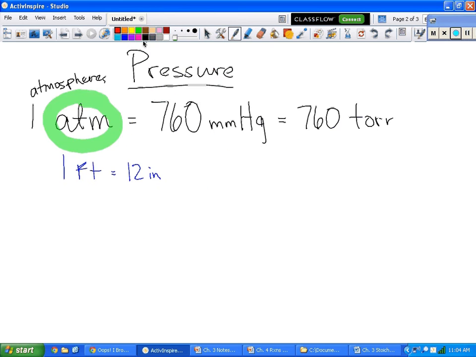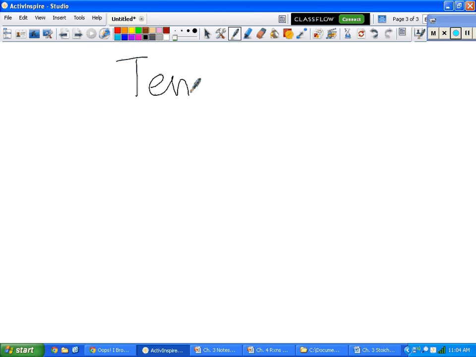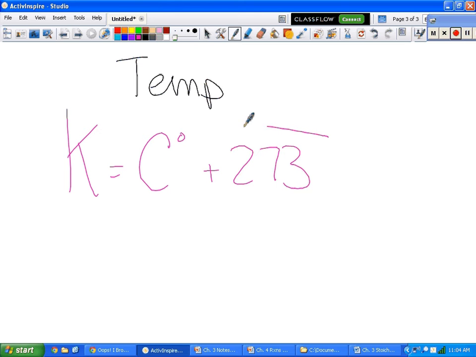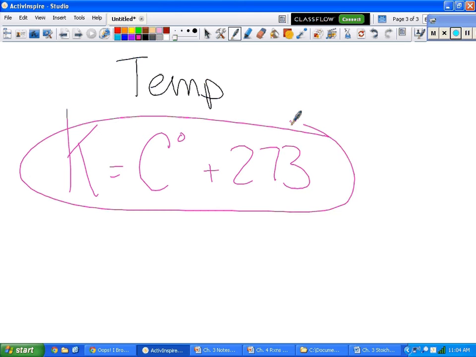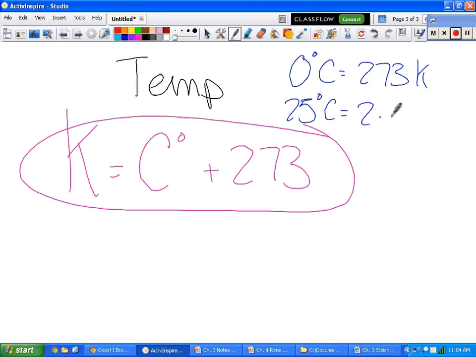Let me add another page right here. So let's talk about temp for a second. If I want Kelvin, how do I get it? It's Celsius degree plus what, Nick? 273. If you do not have that memorized, you need to very, very, very quickly. Okay? Just some common ones. What is 0 degrees Celsius? 273. Duh. All right, what is 25 degrees Celsius? 298. Those are the two that you will run into most often. Those are the two you need to commit to memory.